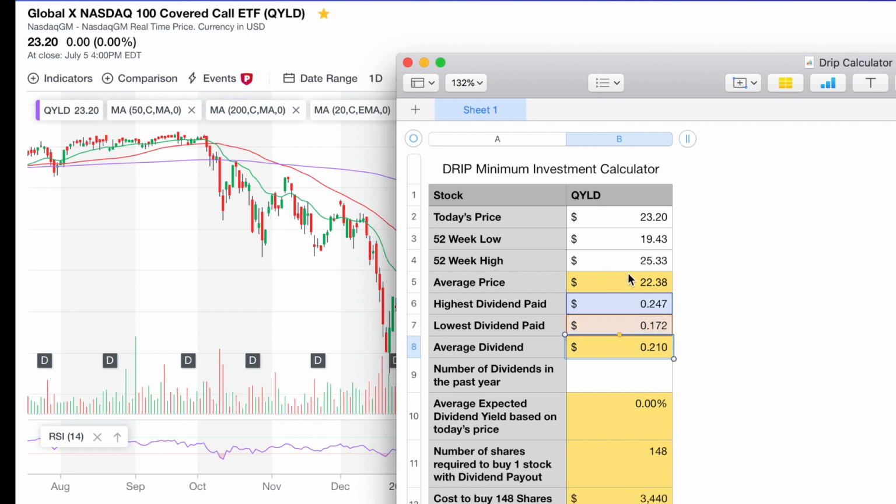The calculator is starting to calculate some things out. It says the average price over the past year was $22.38. It's also telling us that the average dividend was around 21 cents. Then the last thing it needs is the number of dividends in the past year. We know that it was 12 because it paid monthly. So we type that in. It says the average expected dividend yield based on today's price is 10.84%.